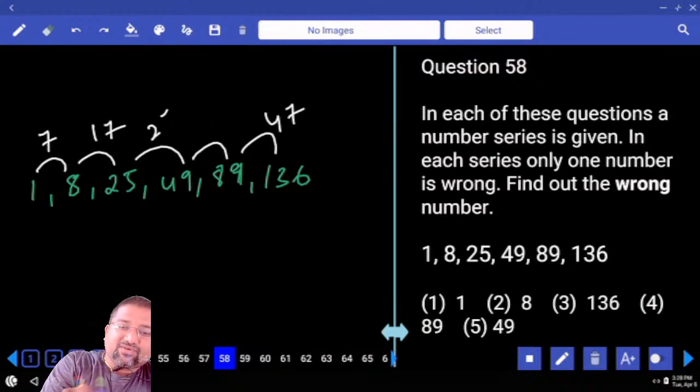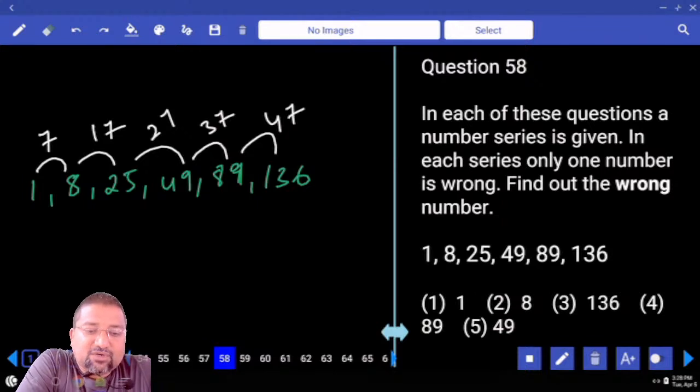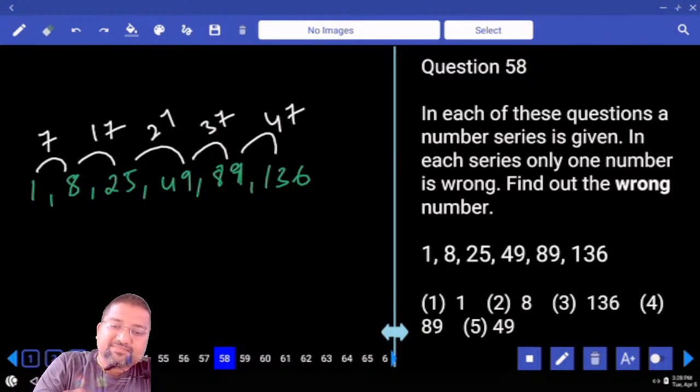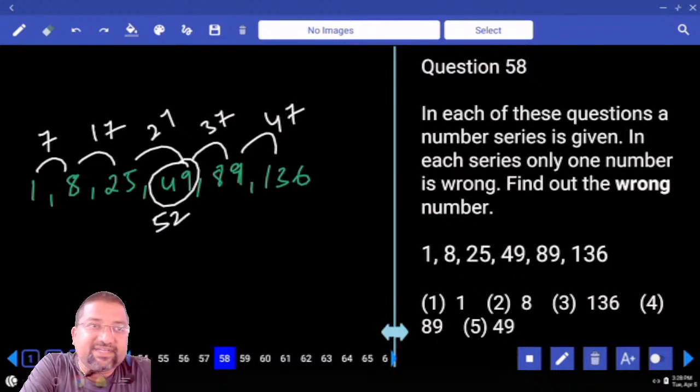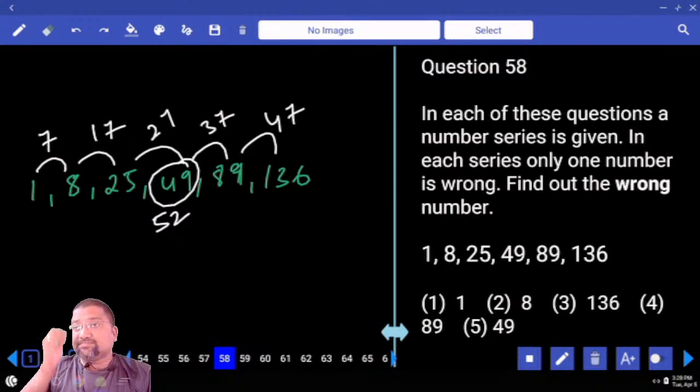Seven, 17, 27, 37, 47. It can be. So 25 plus 27, 52. 52 plus 37, 89. Absolutely right. Understood?